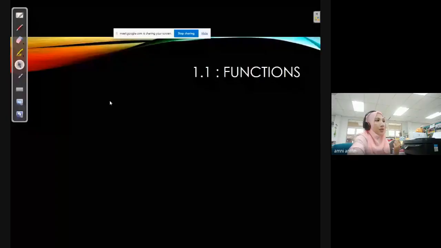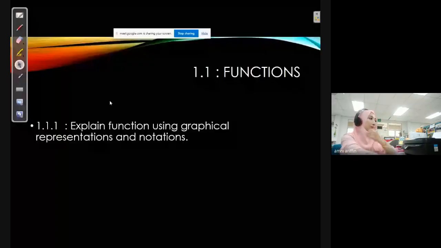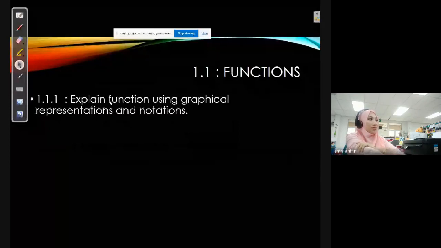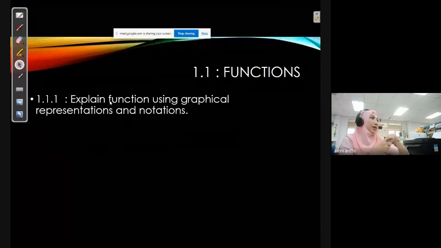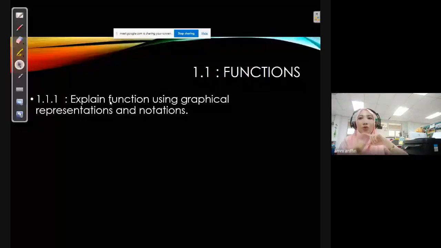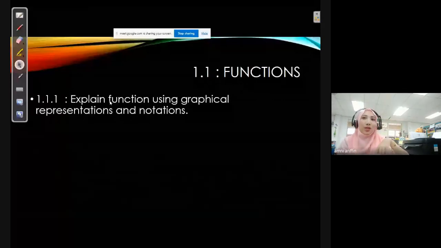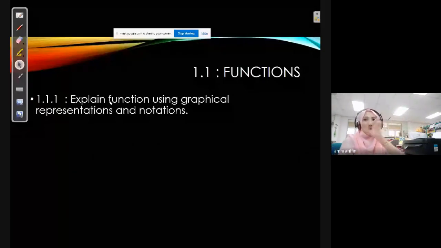Okay, what is function? In function, the first is you can explain function using graphical representation and notation. Maksudnya, bila saya bagi kamu satu fungsi, kamu dapat mewakilkan daripada fungsi tu, bila kamu baca fungsi tu, and then you dapat tukarkan function tersebut dalam bentuk graph. Kamu dapat lukis dalam bentuk graph, and then kamu dapat tulis dalam bentuk notation. Notation tu maksudnya dalam bentuk ayat matematik. Itu kita panggil notation lah.